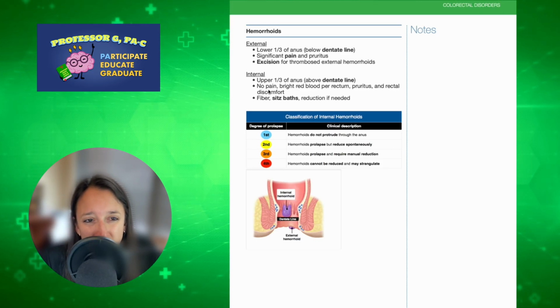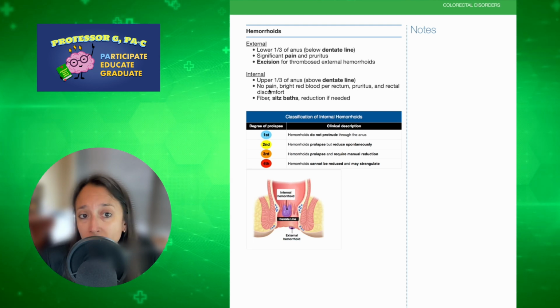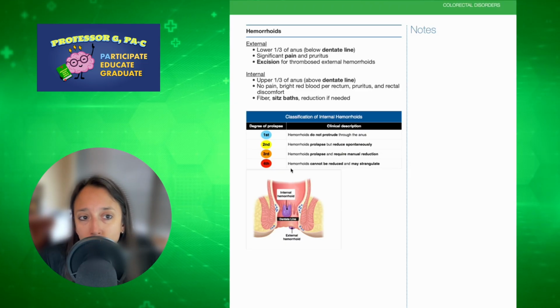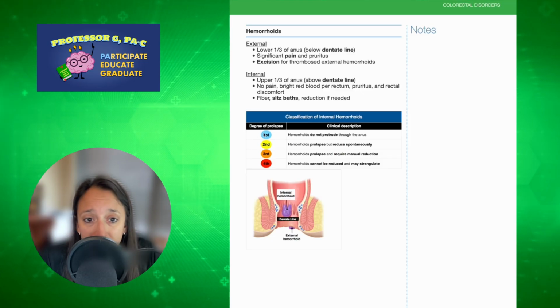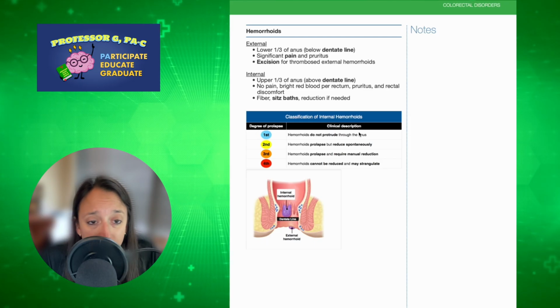They might have some anal itching or discomfort, and they might even have a protruding hemorrhoid that you can actually see, feel, or touch. And there are grades of internal hemorrhoids that you should be familiar with. Their degrees are 1 through 4, 1 being the least bad and 4 being the worst. Okay. So the first degree internal hemorrhoid would be hemorrhoids that don't protrude through the anus.